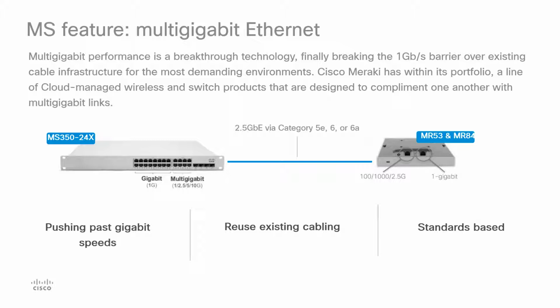The design is an addition to the Meraki MS350 flagship Layer 3 stackable access switch family. The MS350-24X has 24 ports, 8 of which are multi-gig capable and can support speeds of 1, 2.5, 5, and 10 gigabits on supported cable types. This switch perfectly complements the MR53 and MR84, which are multi-gig capable.